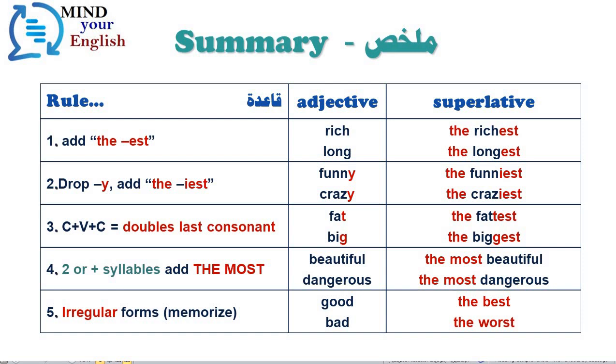Rule 4. Adjective with two or more syllables. Add the most before the adjective. Adjectives beautiful and dangerous. They become the most beautiful and the most dangerous. Rule 5. Irregular forms. Memorize. Adjectives good and bad. They become the best and the worst.